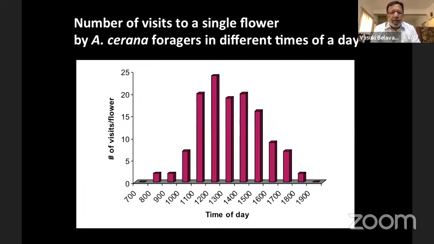And the number of visits to a single flower at different times of the day. Between 11 and 1, or 11 and 2, you find the maximum number of visits to a single flower. The single flower is getting at least about 20 or 25 visits around 12 or 1. So we see that between 11 and 2 is the time when the maximum pollination occurs.